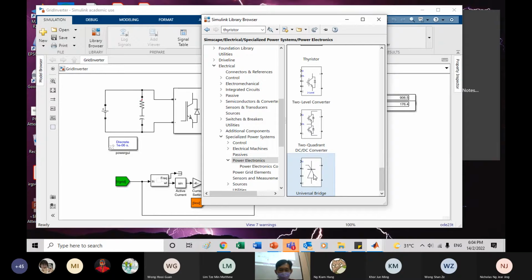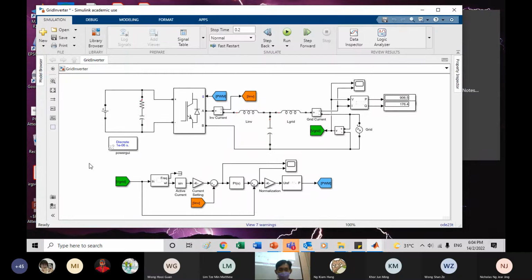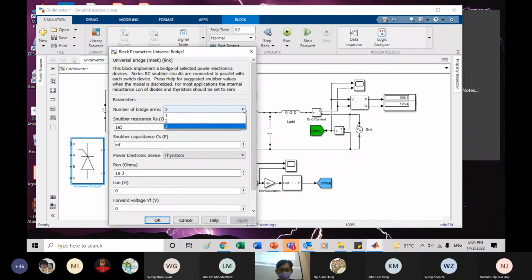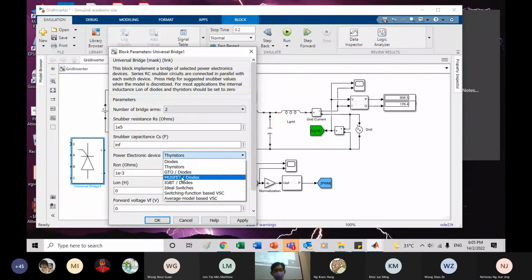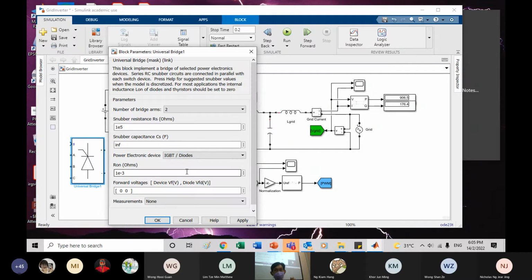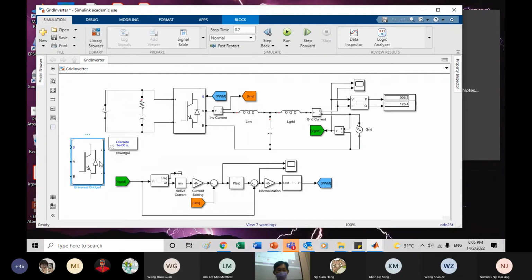The good thing about this bridge is that it can do all the different converters, for example your thyristor control. You double click, and you can choose how many arms. One arm is a half bridge, two arms is a full bridge, three arms is three phase. So let's say two arms. Here you can choose the power electronic device. This is thyristor. We can choose MOSFET, or we can choose IGBT. Then you can apply, and you will see how it changes.